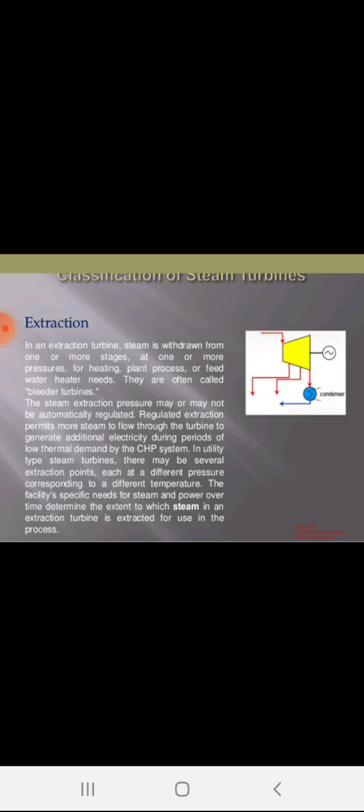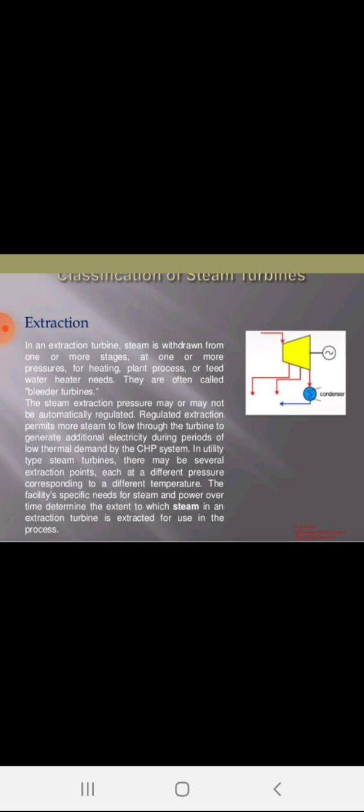Classification of steam turbines, another method: extraction method. Extraction turbine steam is drawn from one or more stages at one or more pressures for the heating plant, the process, or the feed water heater needed. They are often called bled turbines.